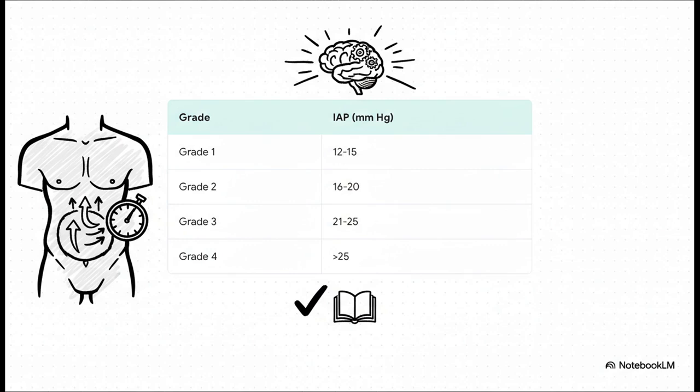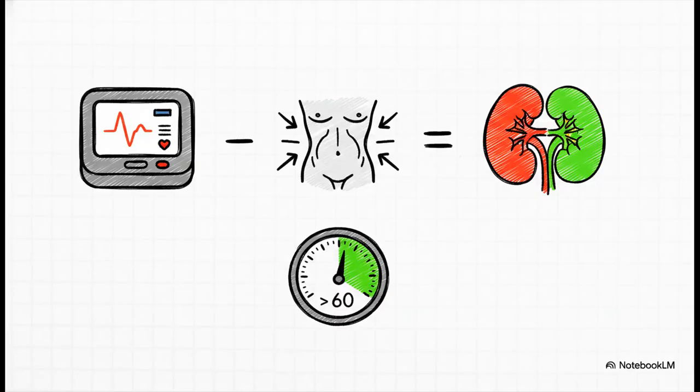And this table? This is a classic exam question. This grading system for IAH is a simple 1 to 4 scale, based purely on the pressure. You're definitely going to want to have these numbers committed to memory. You know how we obsess over cerebral perfusion pressure in neuroanesthesia? Well, here, we need to be just as obsessed with abdominal perfusion pressure. The formula is super simple. It's just your mean arterial pressure minus that intra-abdominal pressure. And the target you're aiming for, the one that's been shown to improve outcomes, is an APP greater than 60.